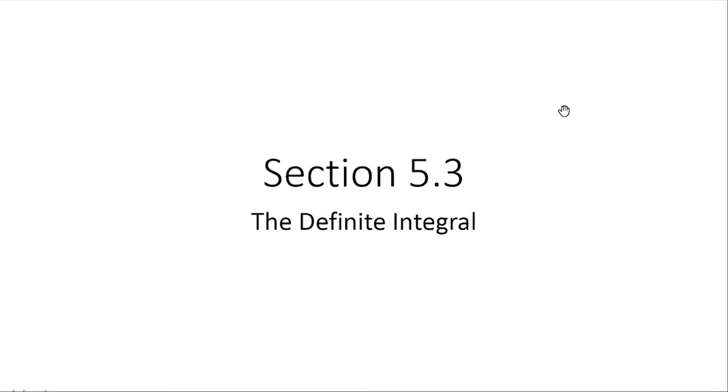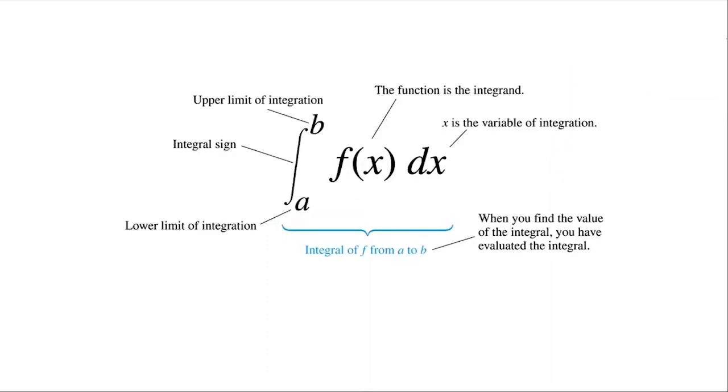Section 5.3, the definite integral. If you want to find out the integration of any function f of x where your variable is x, this is the notation we are going to use for integration. But if it's a definite integral, it means you want to find out this integration from one fixed point to another fixed point. So this is the notation for definite integration.